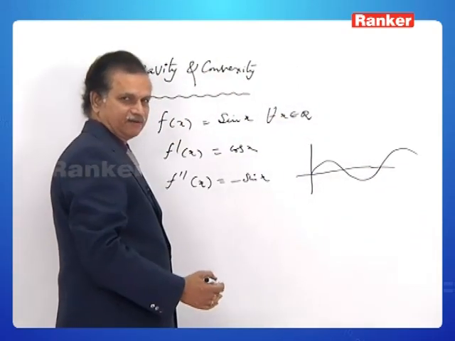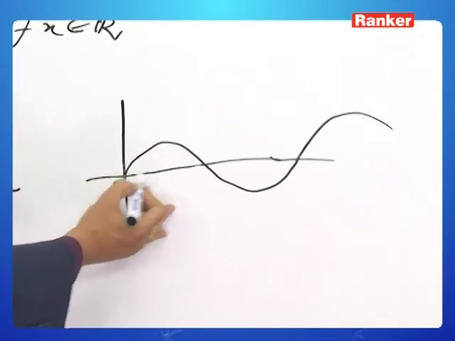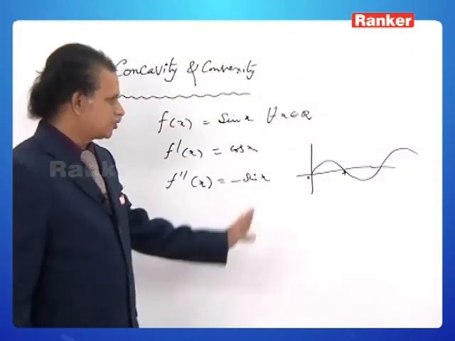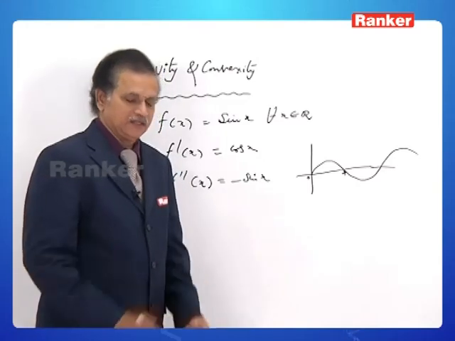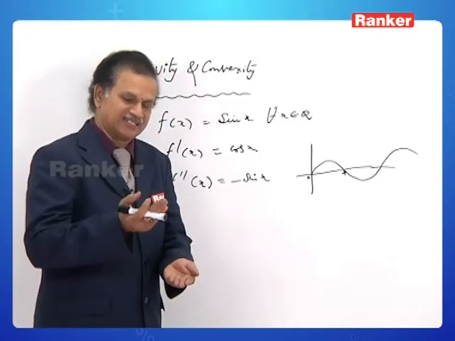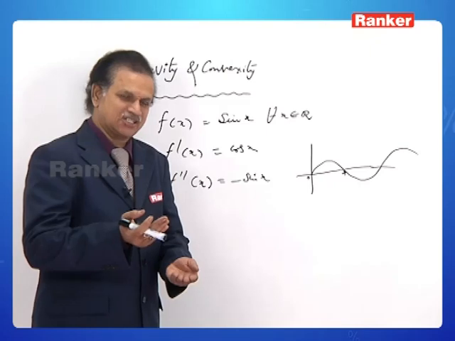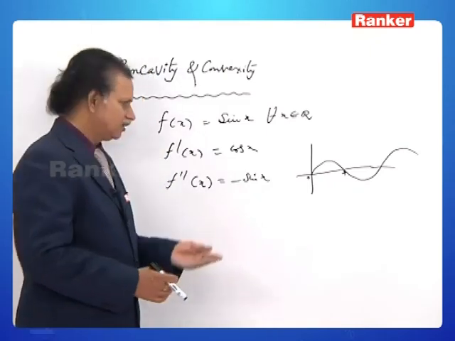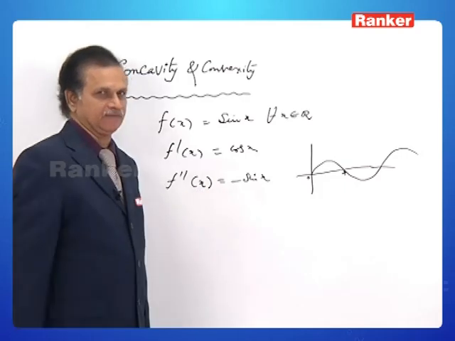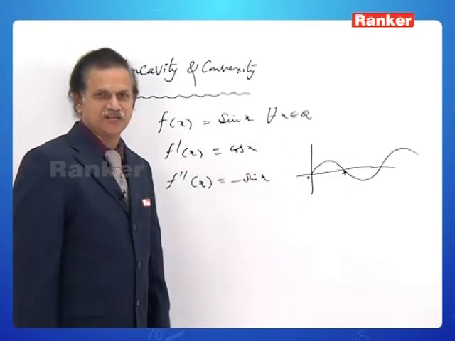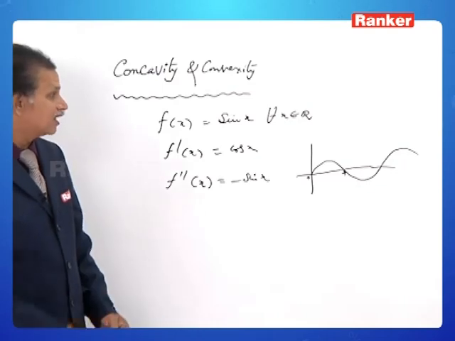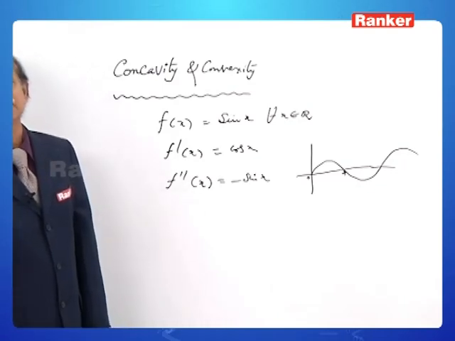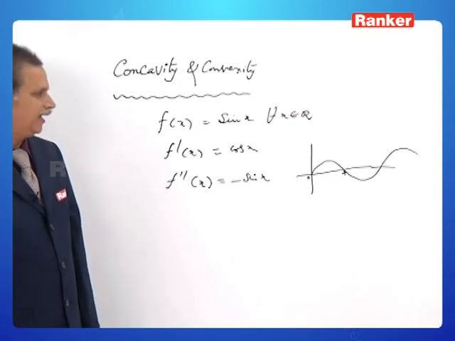Observe the graph of the sine function from 0 to pi. Between 0 and pi, the graph of sin x lies above the x-axis. So sin x is positive, so minus sin x is negative. So f double dash x is negative. Therefore, the function f of x equal to sin x is convex in the region 0 to pi.